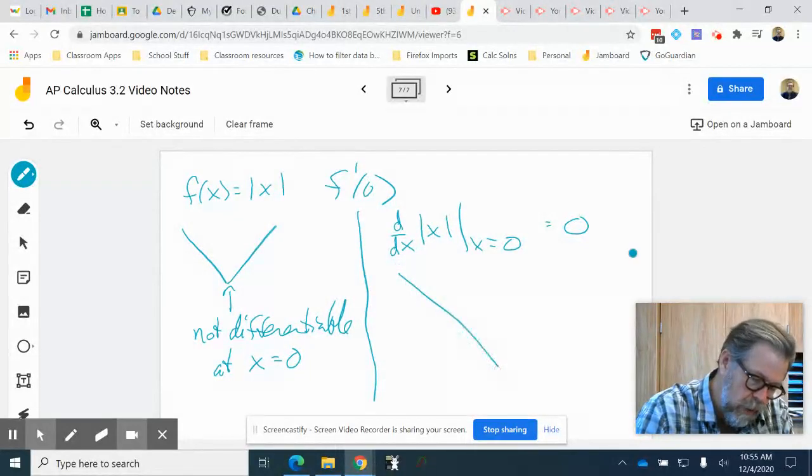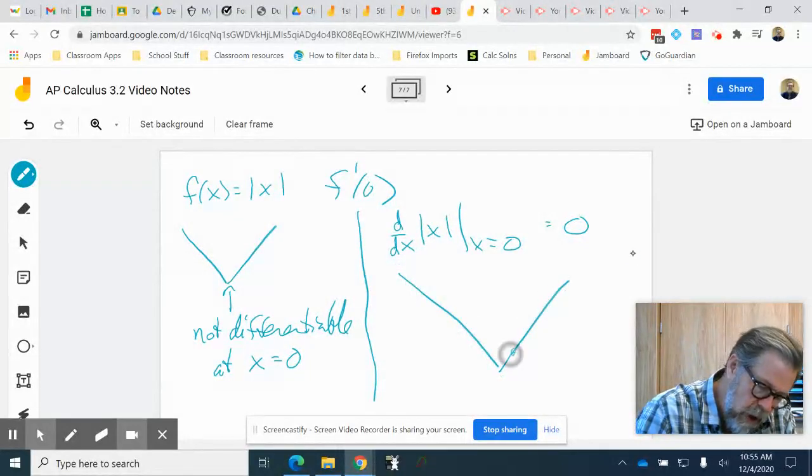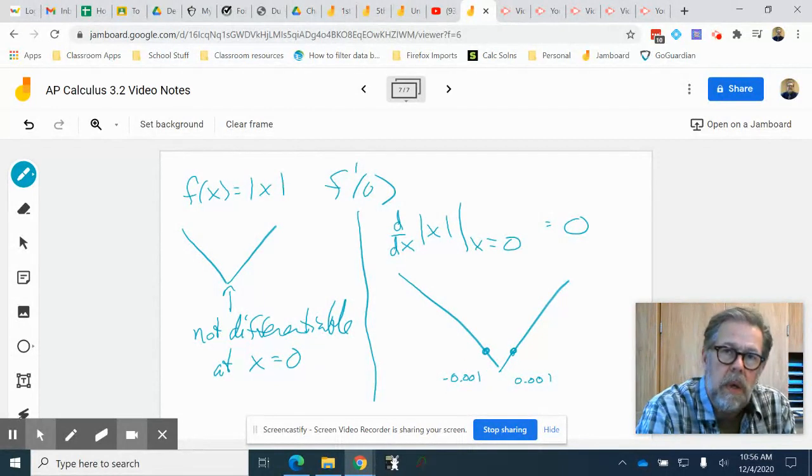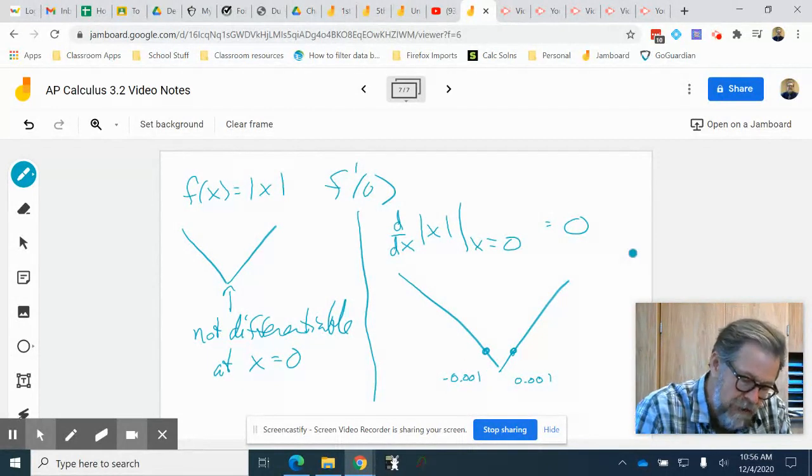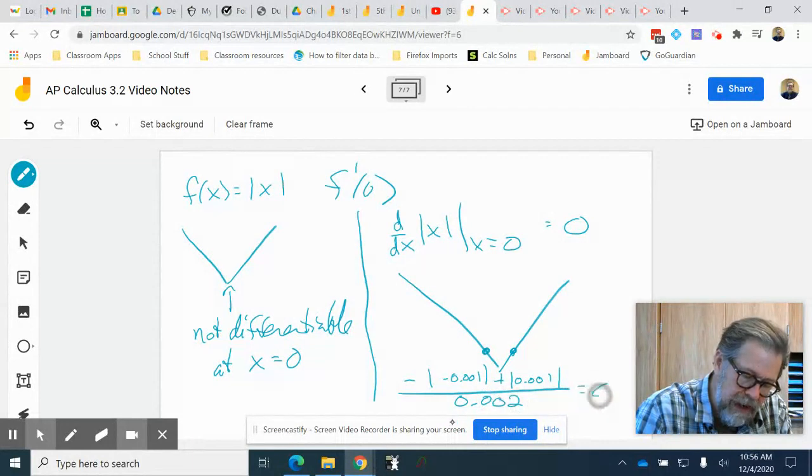Why is that? Well, very quickly, if I go 0.001 above and 0.001 below, you see the problem there? If I take the absolute value of this minus the absolute value of that, all divided by 0.002, I get 0.